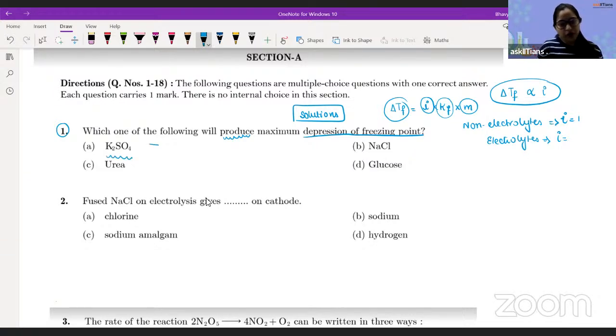Now, K2SO4 breaks to give 2 K positive ions and 1 sulfate ion. So the total number of ions generated is 3, 2 potassium and 1 sulfate. The i value will be 3. NaCl will break as Na plus and Cl negative, so the i value will be 2. As we discussed, the higher the value of i, the more is the depression in freezing point. Hence, my answer will be K2SO4, right?